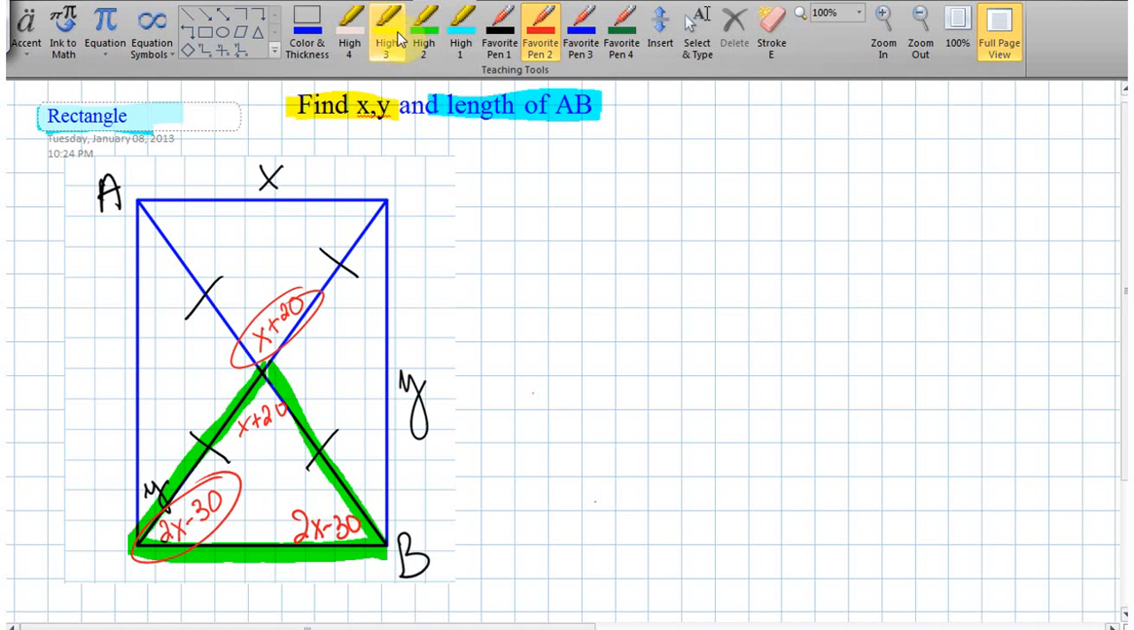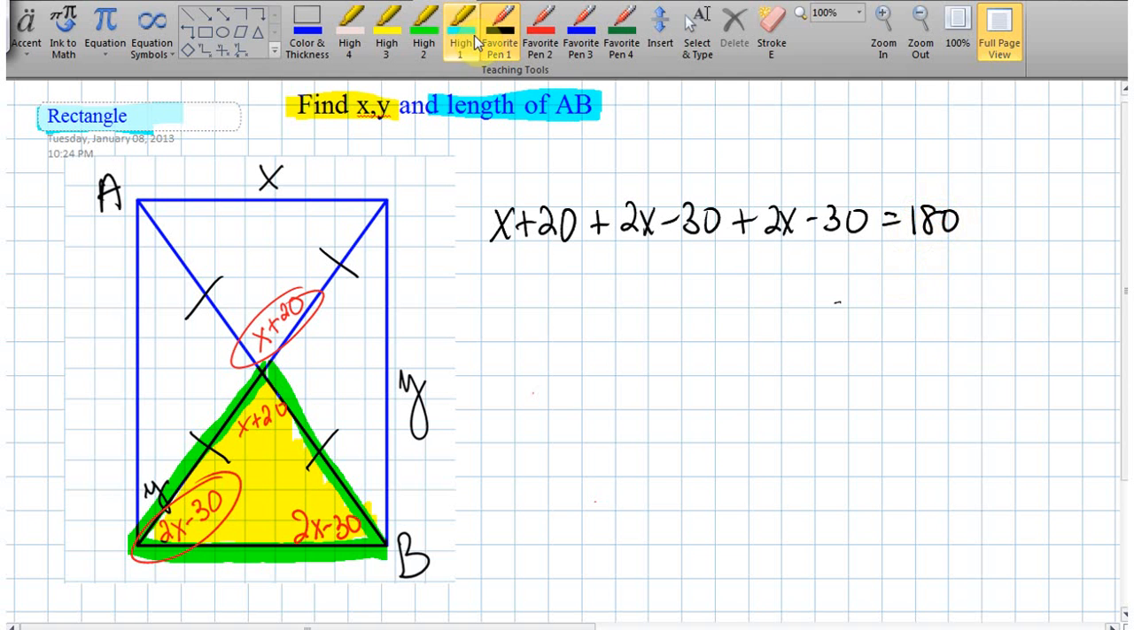And so then, let's go back and highlight this triangle. One other geometry concept that we've learned over and over again throughout this whole entire book is, you give me a triangle, all 3 angles are going to add up to be 180 degrees. So since we know expressions for all 3 of those angles, let's write an expression. This is going to be an equation. X plus 20 plus 2x minus 30 plus 2x minus 30 equals 180. So let's solve for this.